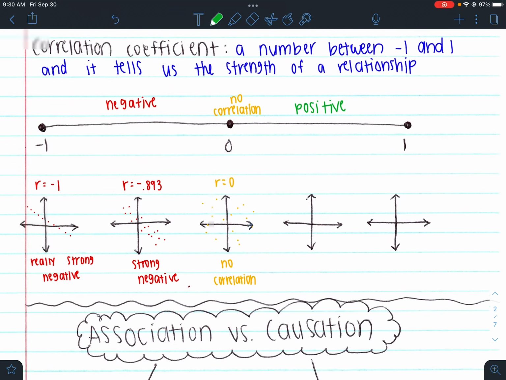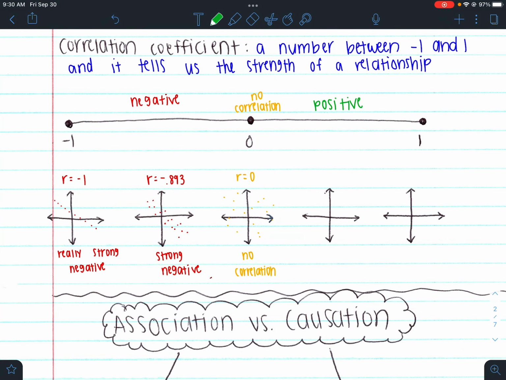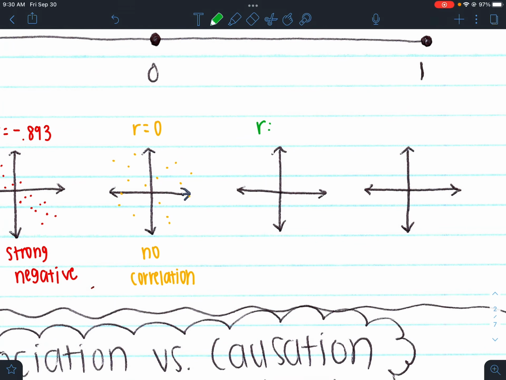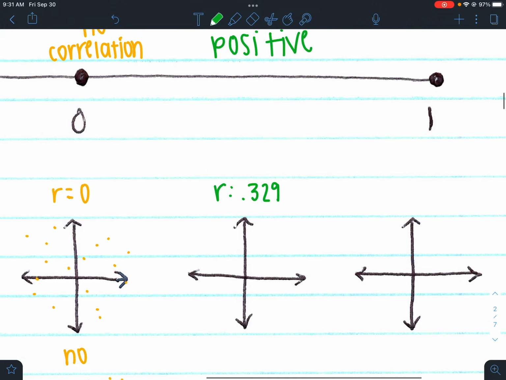All right, now let's go on to the positive side of things. I don't know if you've noticed, but I kind of matched it to where I have some negative examples, and I'm going to give you some positive examples. So let's say our R value is 0.329. Now, 0.329 is a positive number.